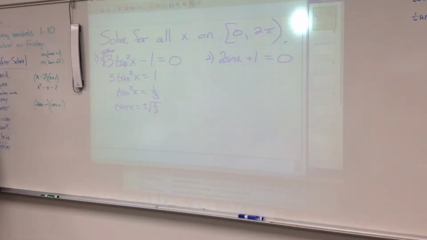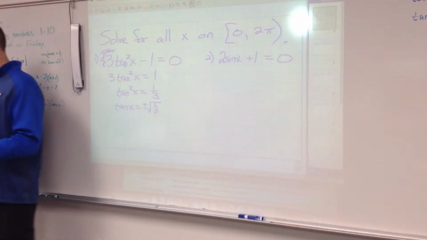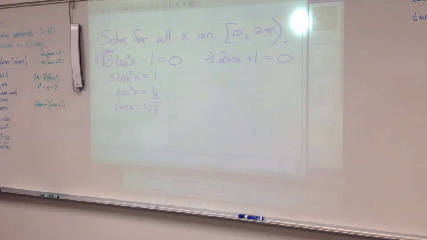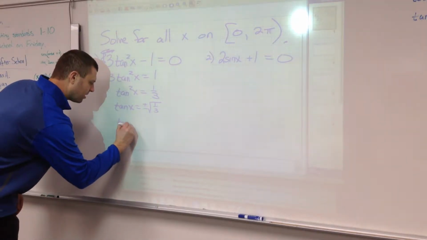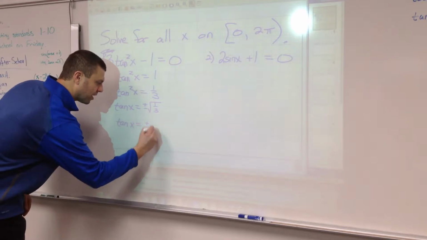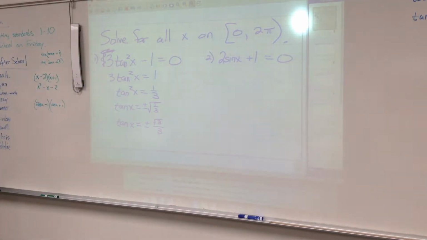What is the square root of 1/3 simplified to? What's the square root of 1? 1. What's the square root of 3? Square root of 3. So you have 1 over the square root of 3, but 1 over the square root of 3 is actually root 3 over 3. So I have the tangent of x equals a positive or negative root 3 over 3.